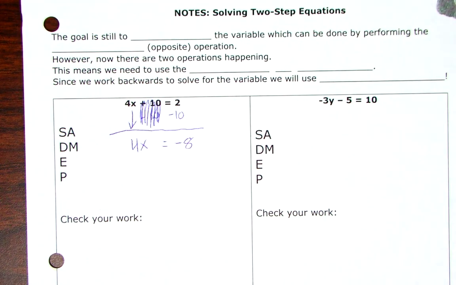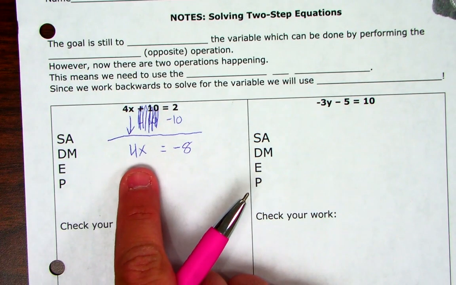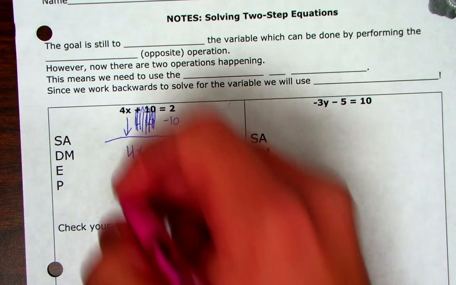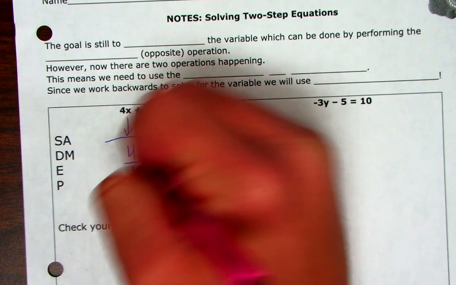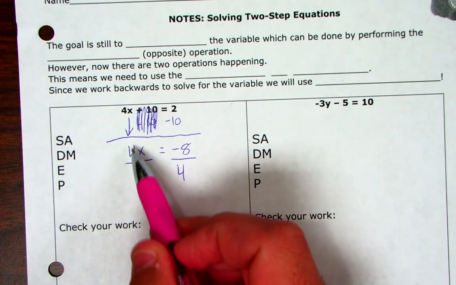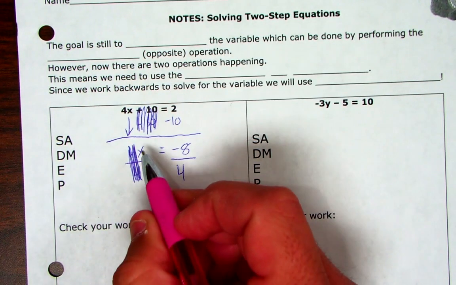Oh, now look at this. We got a one-step equation, don't we? The 4 and the x are multiplying together. What is the opposite of multiplying? Divide. Well, let's divide both sides by 4. The 4's here zero out, which leaves you with your x. It leaves you with your variable.